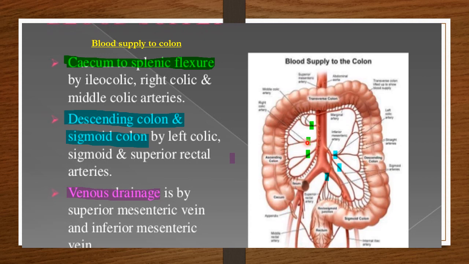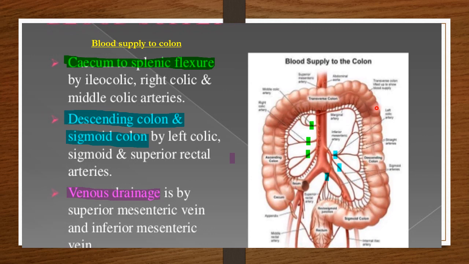Then you have the right colic artery, which gives out its ascending and descending branch, and through these branches supplies a major portion of the ascending colon and also part of the transverse colon. Then the middle colic artery, which divides into a right branch and a left branch. And the left branch supplies the transverse colon as far as the splenic flexure.